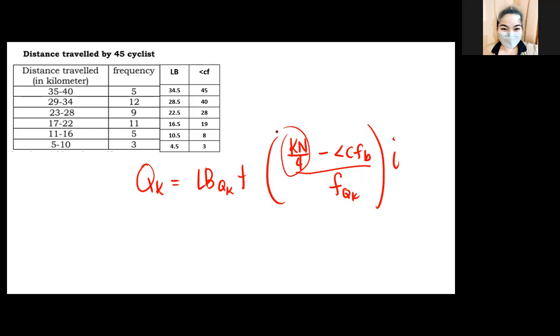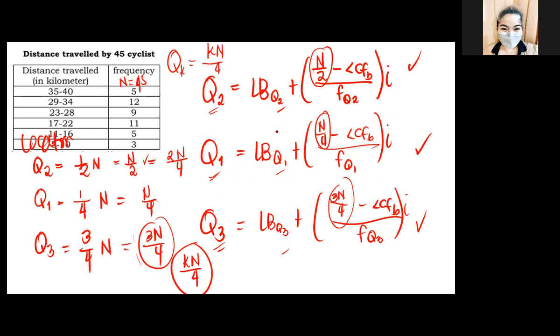Malinaw po yun. Balik tayo dito sa formula. So nakuha na natin kanina si median. And sabi nga natin si median ay equal to Q sub 2. So ang Q sub 2 natin ay 24.83. How about si Q sub 1 at si Q sub 3?